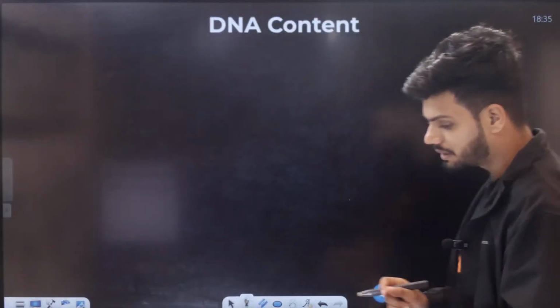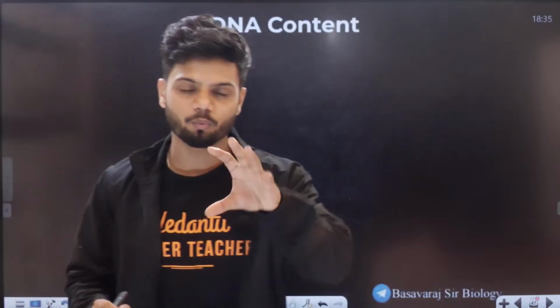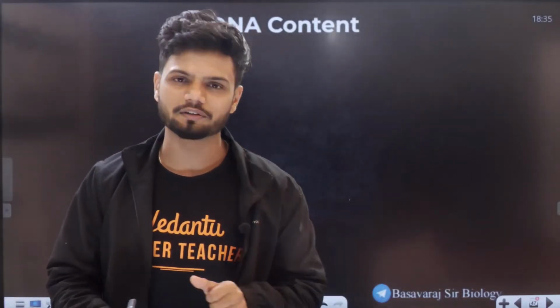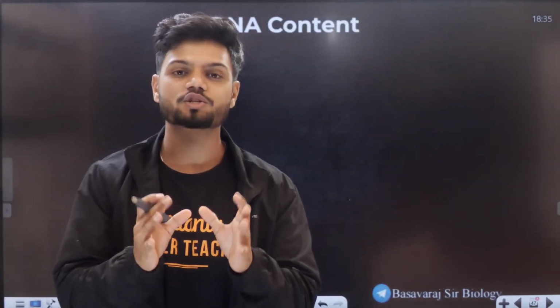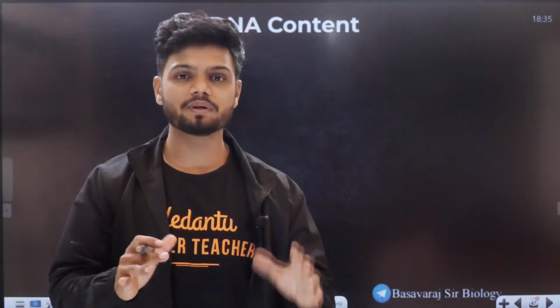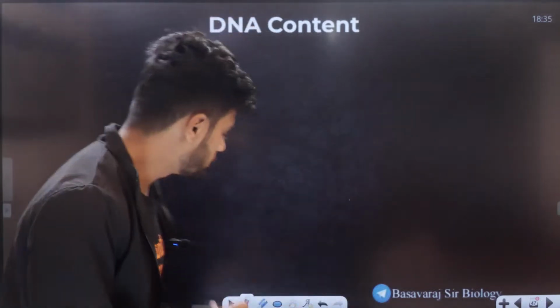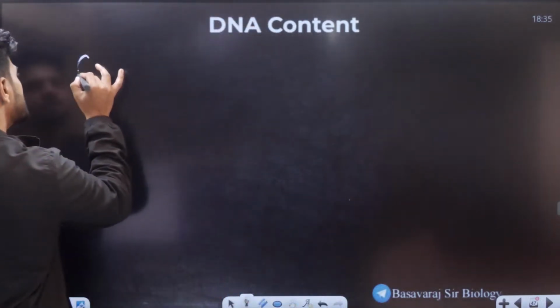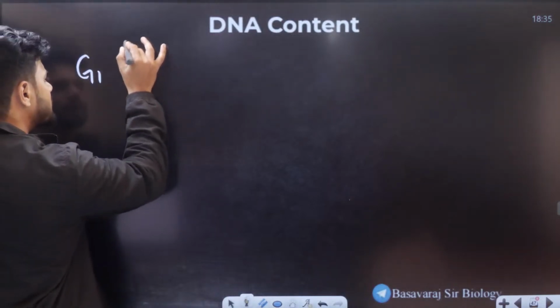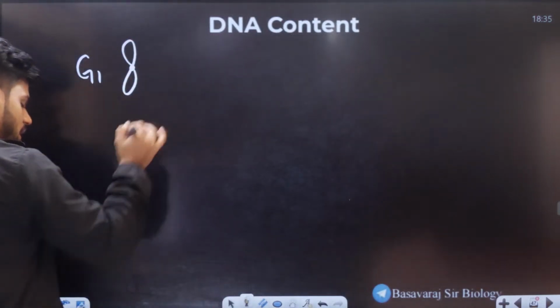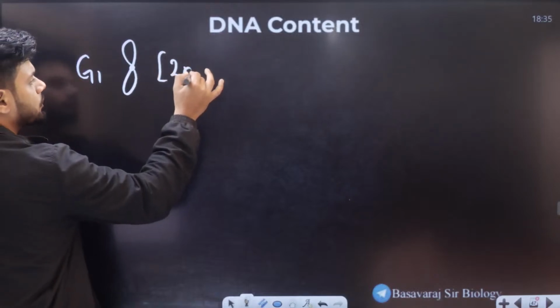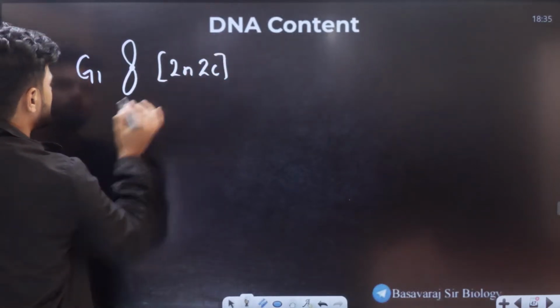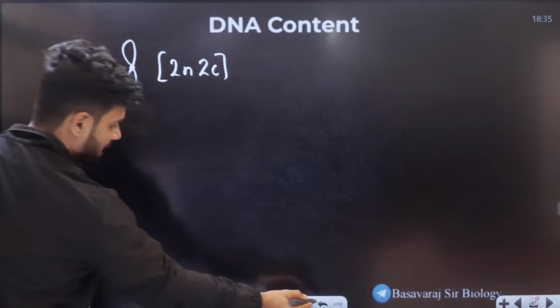Students, now you tell me, are you ready to revise this entire thing one more time, DNA content wise? I always teach this to my students to get better clarity. If you have learned this chapter from me before, this should be an easy thing for you. For example, in the G1 phase, what did we have? We had a single chromosome like this. Let's say this is 2n 2C. G1.